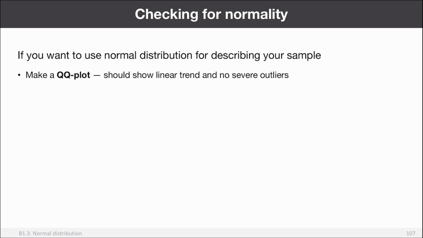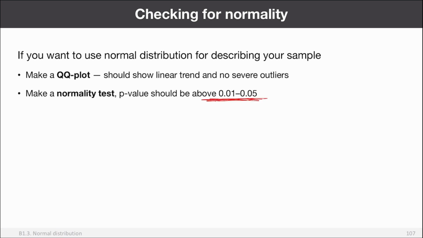So make a QQ plot first and investigate how nicely your values follow this linear trend. Do you have any outliers and so on? Then make a normality test. And if the p-value is not smaller than, for example, 0.05 or 0.01, then you can continue as if this sample came from a normally distributed population.